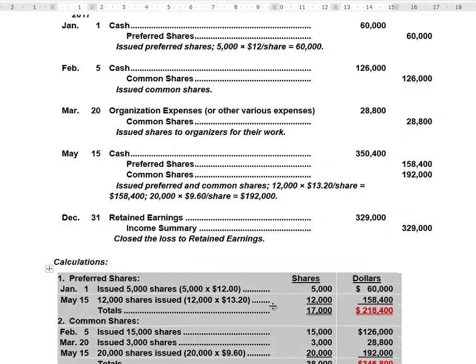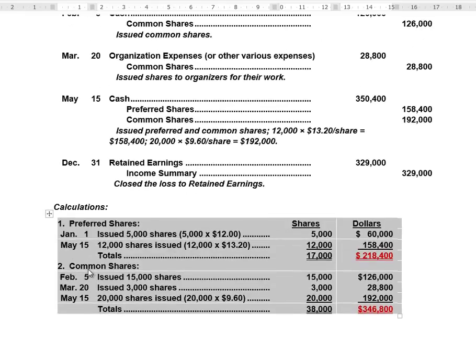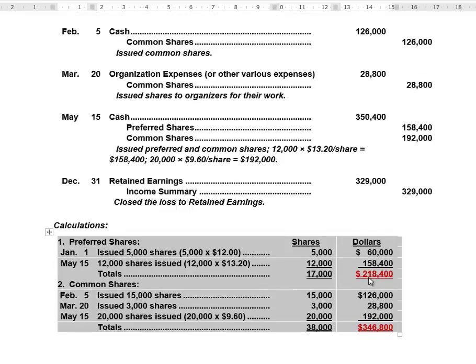All right, so now, what happens on February the 5th? Well, again, we issued common shares, and in this case it says that they're 15,000 common, but it says we issued them for a total of $126,000. So we didn't have to do any calculation here, but we did need to know that we were receiving cash and we were issuing more equity. So we're going to credit the specific equity account, which is common shares, and debit cash for $126,000. And then again, we're starting a little section down here for common shares just to track, and we're saying on February the 5th we issued 15,000 shares and we got $126,000.